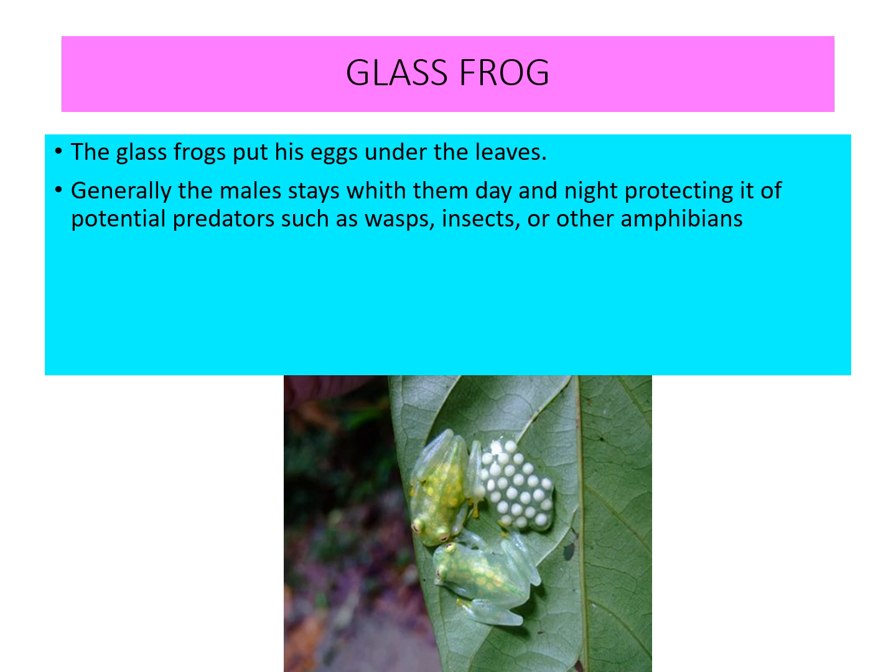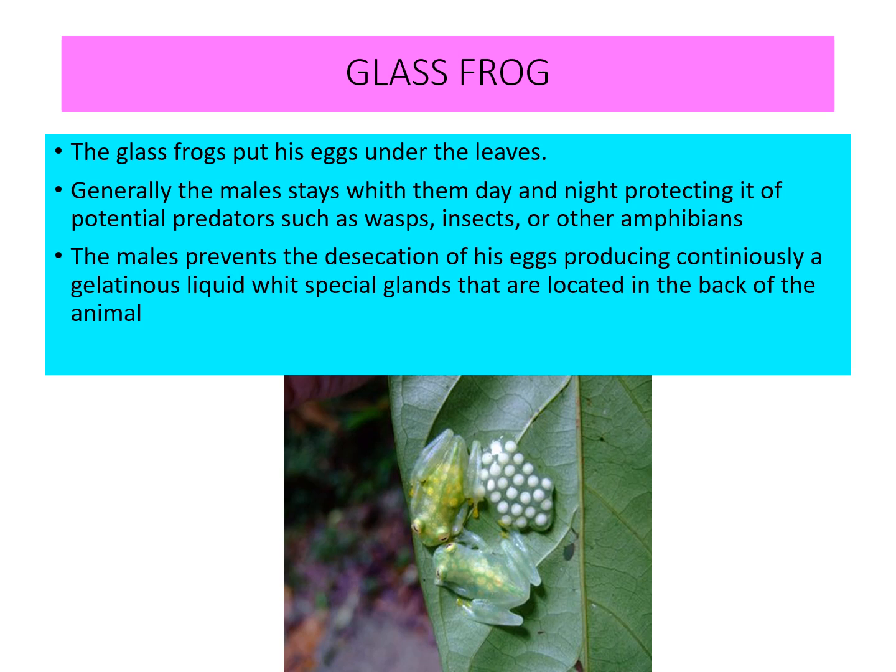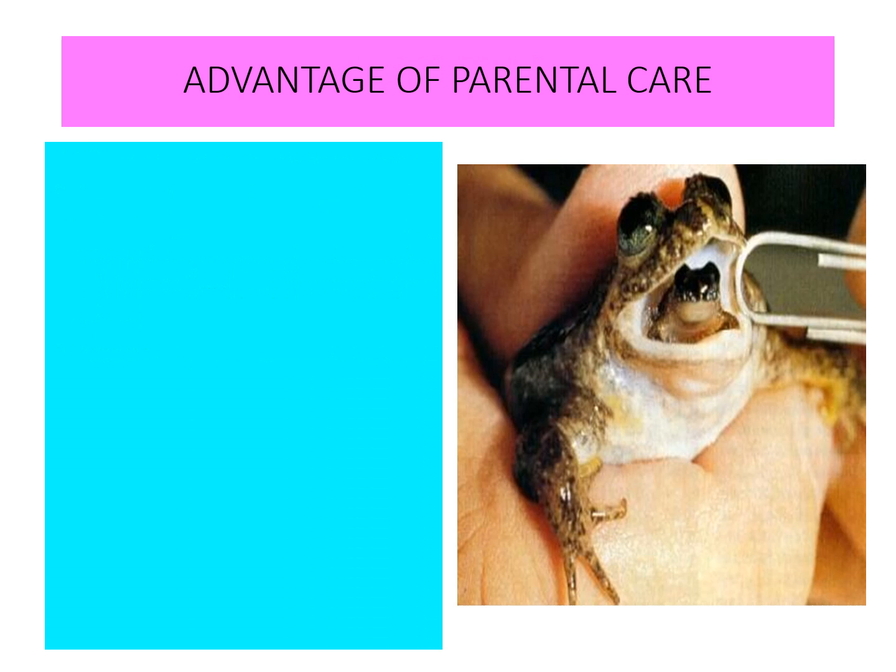Now, in the case of the glass frog, which puts its eggs under the leaves, the male stays there during the day and night, protecting them from potential predators such as wasps, insects, and other amphibians. The male prevents the desiccation of the eggs by continuously producing a gelatinous liquid from special glands located on the back of the animal. This liquid prevents possible fungal and bacterial infections.